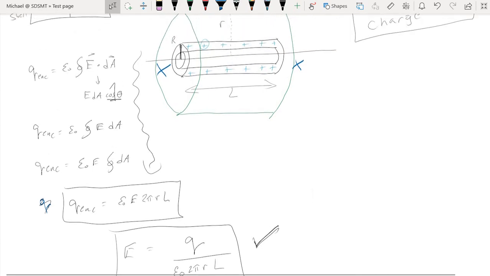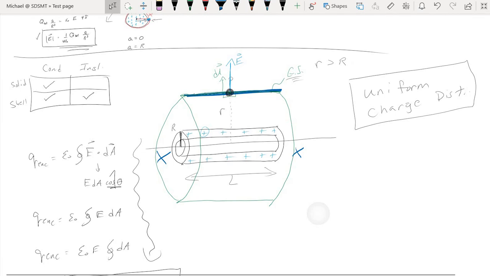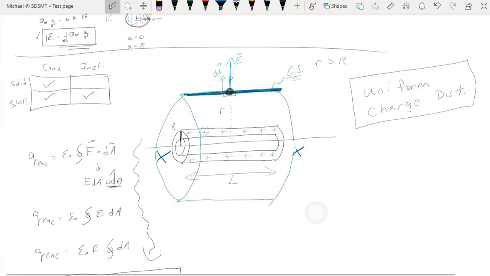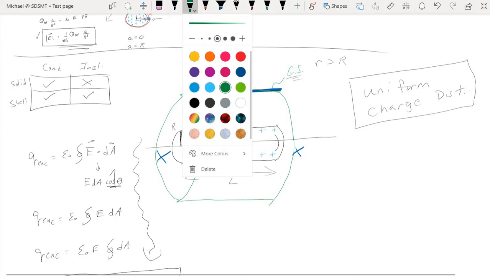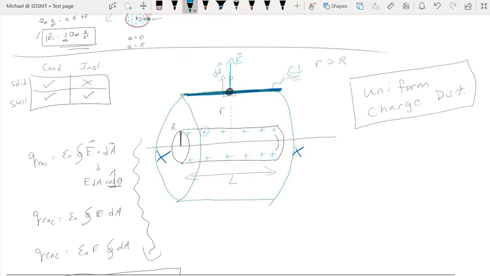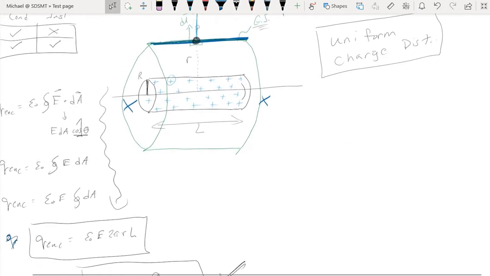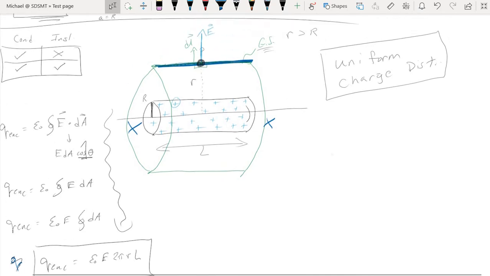If we're outside of the uniformly charged insulating shell, it will act like another line charge, until we get to this situation right here. So now we have to consider what's going to happen if we have an insulating solid and we were able to achieve some uniform distribution of charge throughout the volume of that cylinder.